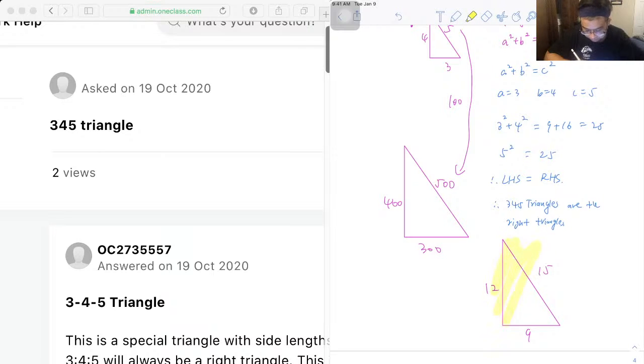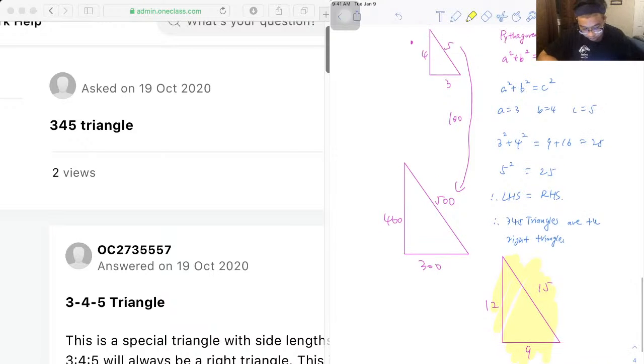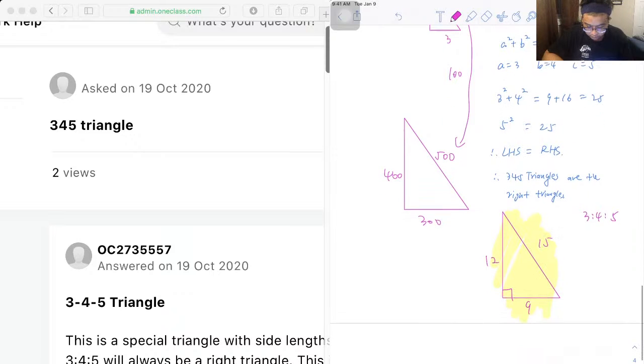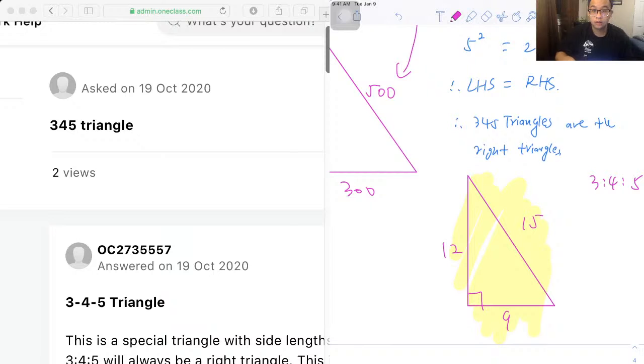So in this triangle, we know that the hypotenuse 5 becomes 15, which is times 3, and the long leg 4 becomes 12, which is still times 3, and 3 becomes 9, which is still times 3. So it still follows a pattern of 3, 4, and 5. So this is still going to be a right triangle. All right.